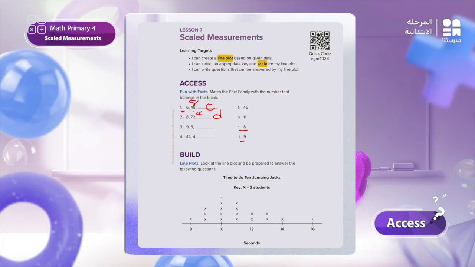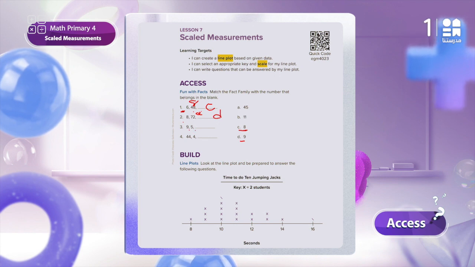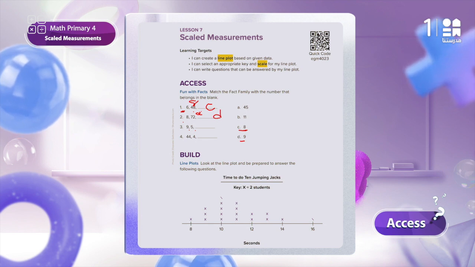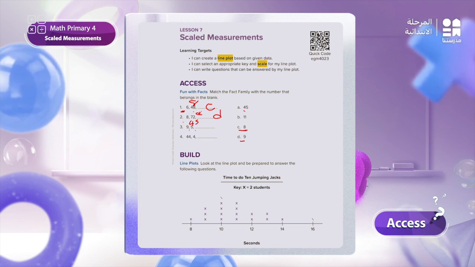In problem number 3, we have two numbers which are 9 and 5. They are small numbers, so I can multiply them together. Who can tell me what 5 times 9 gives me? Yes, the answer is 45. So what will I choose? Yes, this is my answer, letter A.